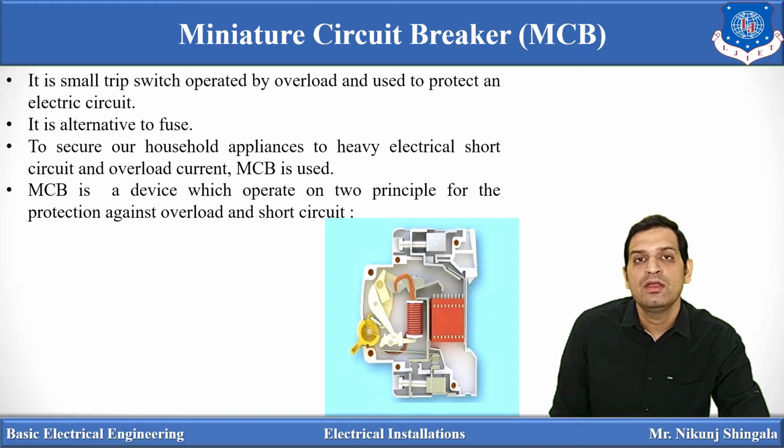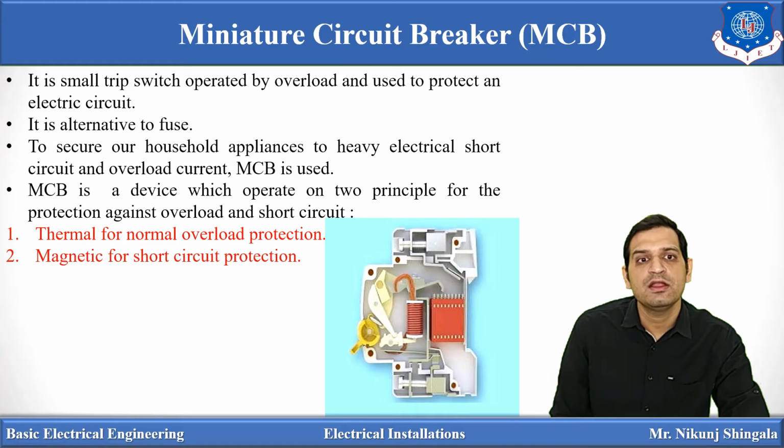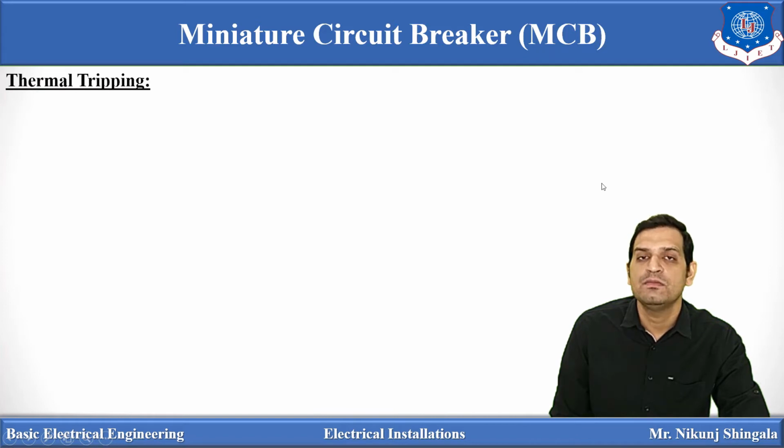As I told you, when an overloading condition occurs by means of some short circuit, excessive current flows, then the MCB will trip, and it will disconnect the load, the appliances, from the supply. But there are two types of tripping mechanism: thermal tripping for normal overload condition, and second, magnetic tripping for short circuit protection. Now let us understand the first one, that is thermal tripping.